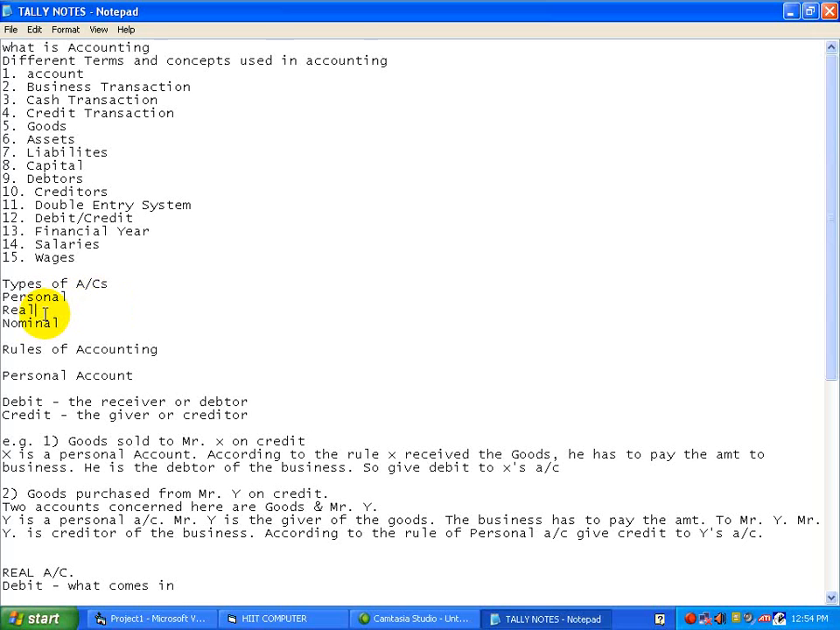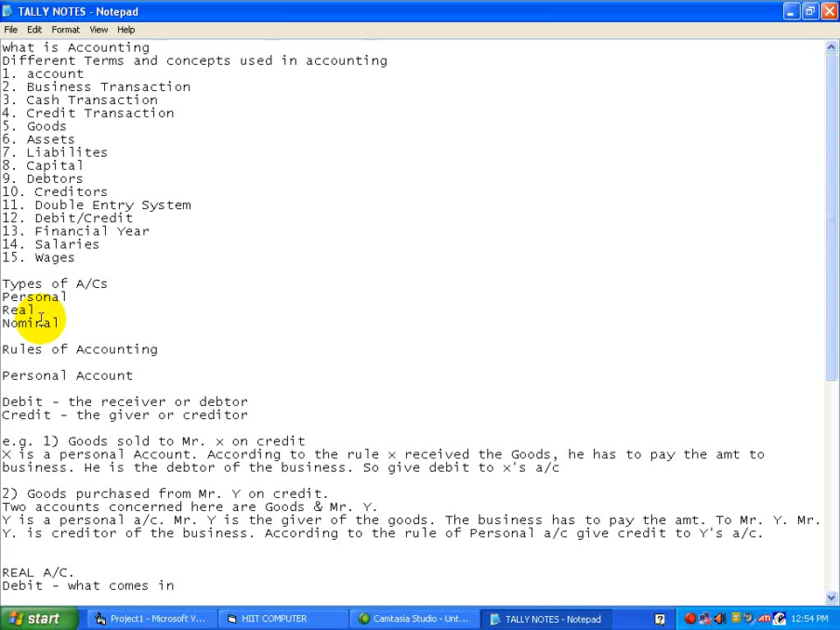The next, what is real account? In this type, accounts of business properties, assets are considered, example cash account, furniture account, building account, goods account, etc. The third is nominal account. In this type, accounts of expenses and incomes of the business are considered, example salary account, rent account, interest account, commission account, etc.